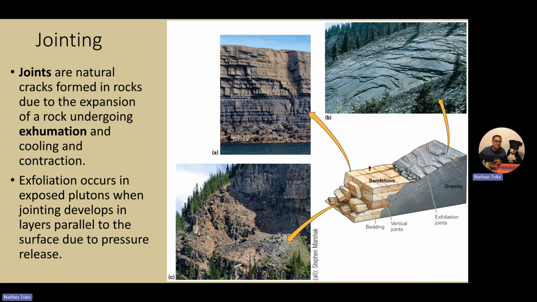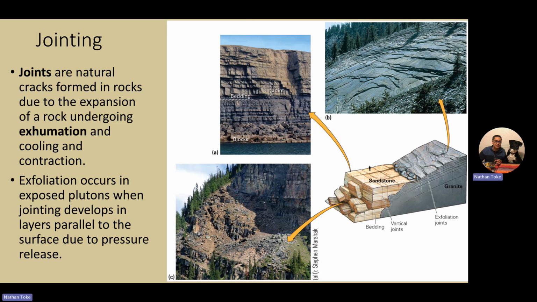Okay, so physical weathering. Joints are natural cracks formed in rocks due to the expansion of a rock as it is brought up to the Earth's surface, or exhumed. And as it's coming towards the Earth's surface, it is expanding because it has less pressure on it. It's also cooling, which causes contraction. And so together, these processes of expansion and contraction crack the rock up.